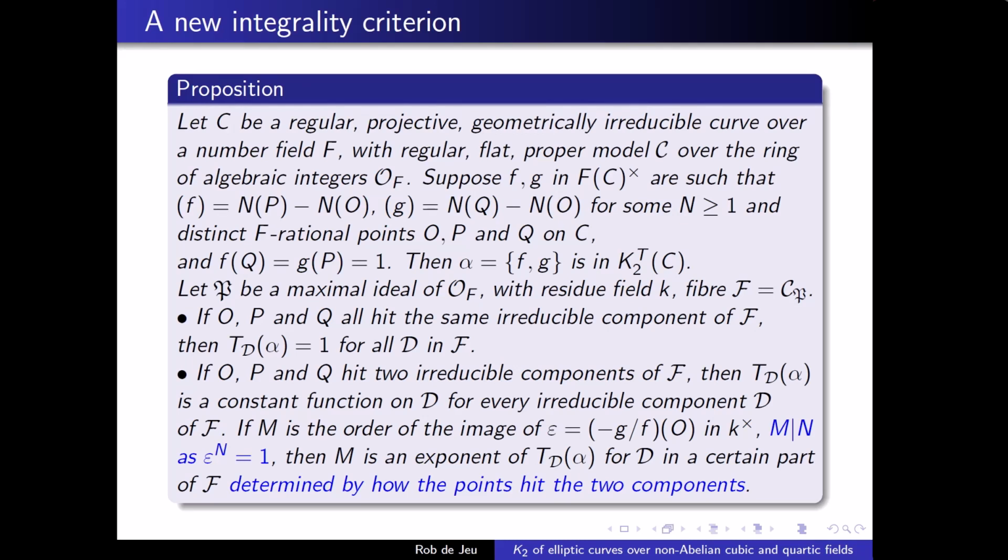So this basically says if O, P, and Q all hit the same irreducible component in the fiber, then the tame symbol for every component in your fiber is going to be identically 1. So not just torsion, it will just be identically 1. And if they had 2 components, then it is going to be constant on each irreducible component, so that will make it torsion automatically.